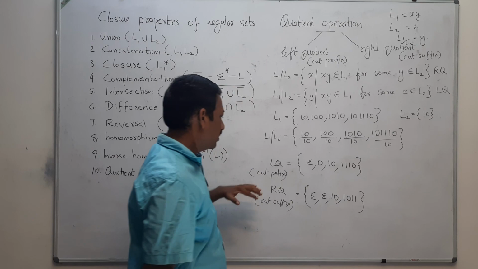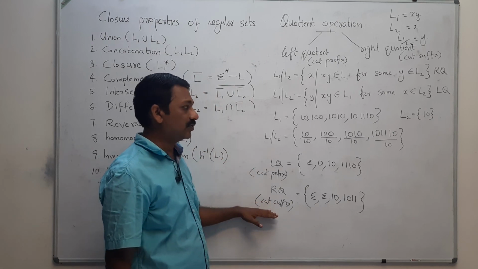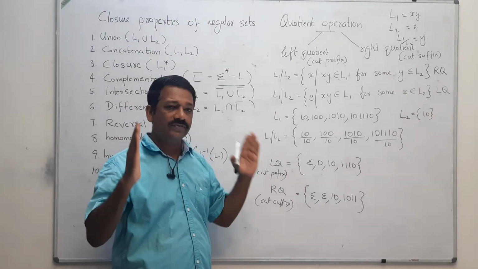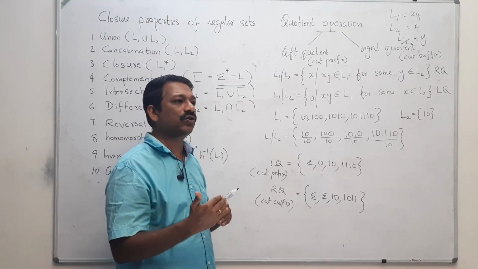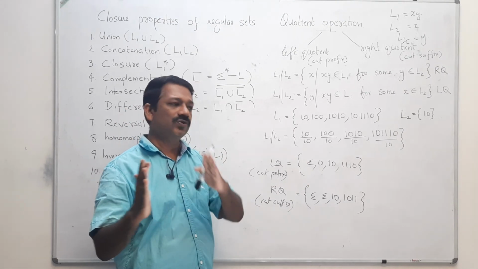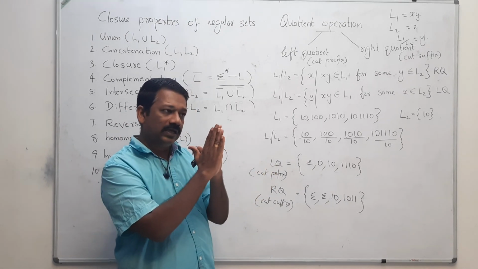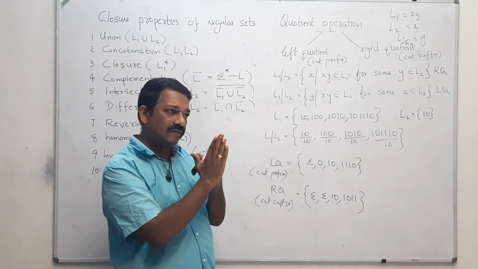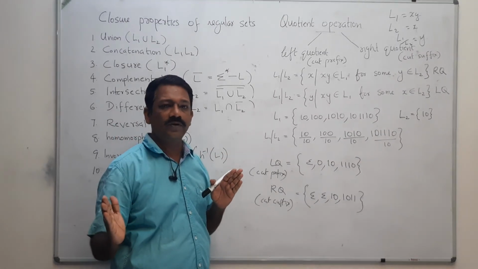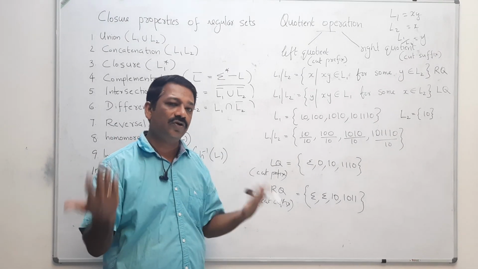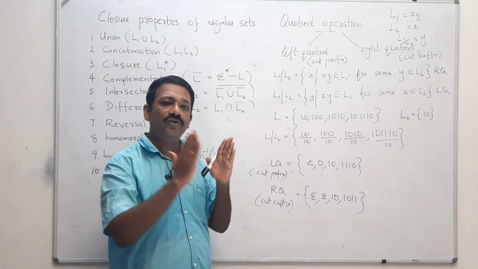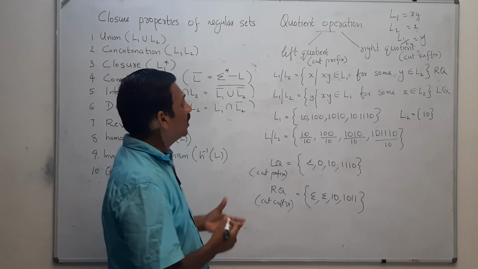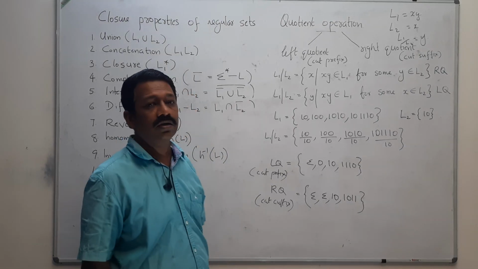That means this is the left quotient and this is the right quotient. In a language you have something, and after the quotient operation you are cutting either the suffix or the prefix. What remains is again a regular set. After cutting either the suffix or prefix, definitely there exists a finite automaton for that. That is why the quotient is also regular.